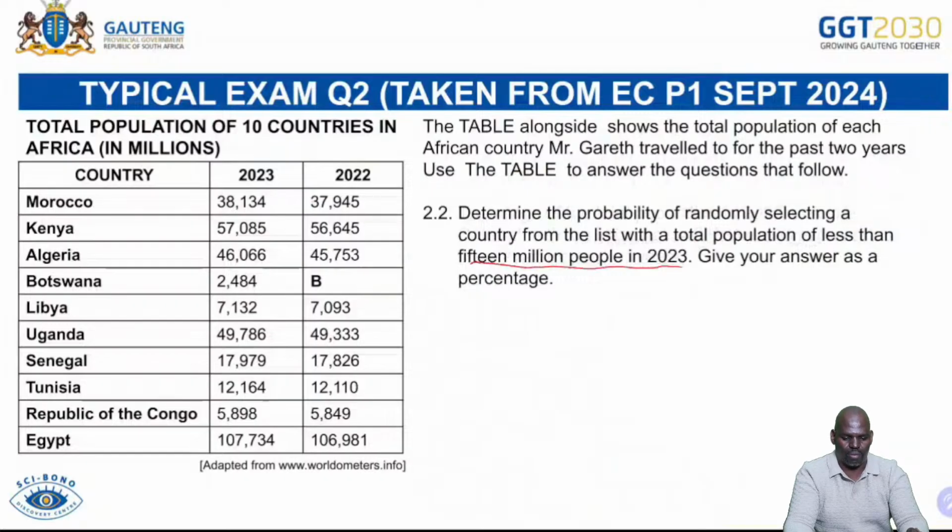Now, how do we determine the probability in this case? We are going to use 2023 because it's very important that we choose the correct table. 2023 is this one. Then how many of these values are less than 15 million? Remember, all these values are in millions. This is 38,134 million. The moment it says 38, it means it's bigger than 15.